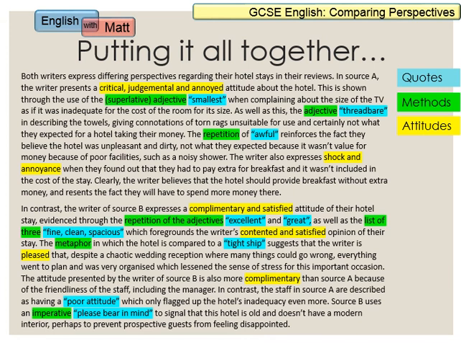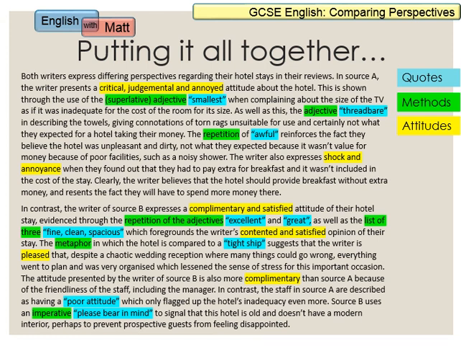The writer also expresses shock and annoyance when they found out that they had to pay extra for breakfast and it wasn't included in the cost of the stay. Clearly, the writer believes that the hotel should provide breakfast without extra money and resents the fact that they will have to spend more money there.